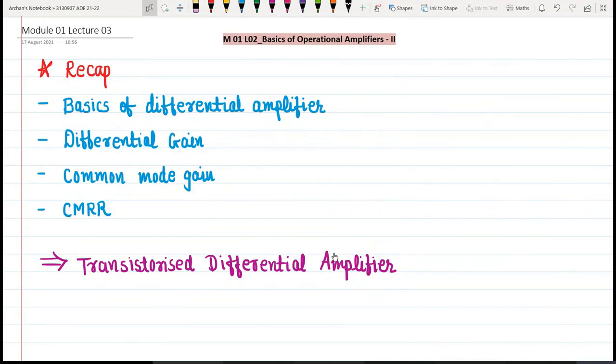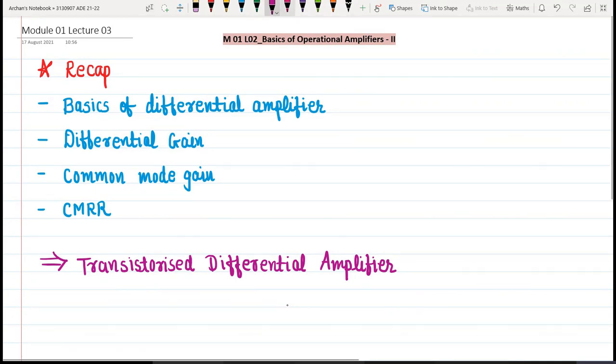In the last lecture of analog and digital electronics, we started with the basics of the differential amplifier. We have seen what we mean by a differential amplifier. Whenever we have two different inputs, the difference of these two input signals gets amplified, and that is why it is also known as a difference amplifier.